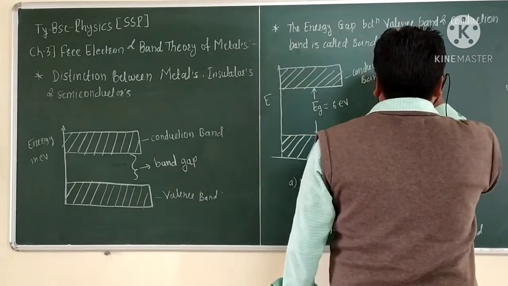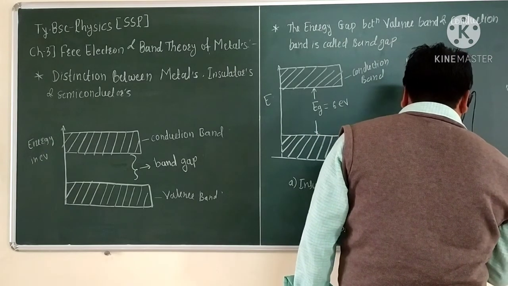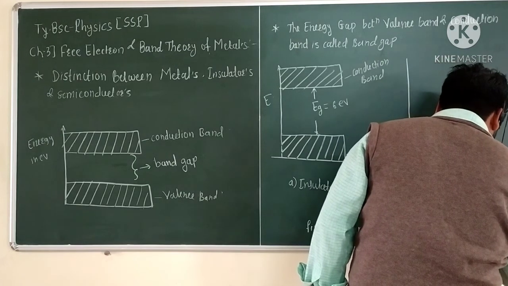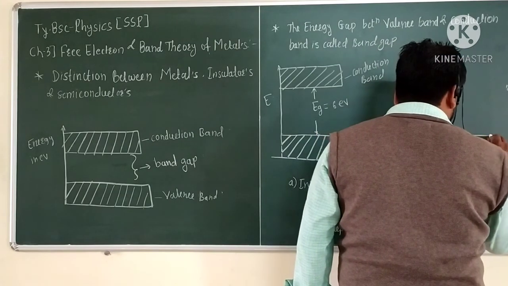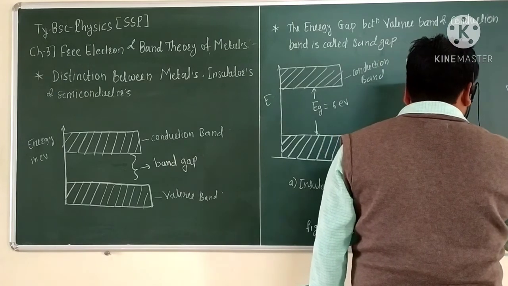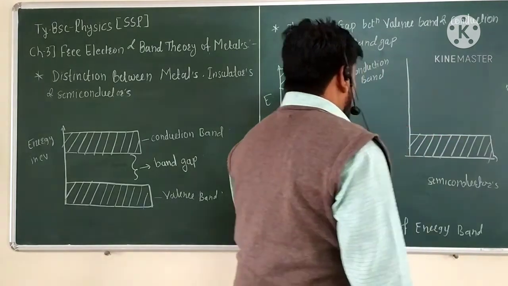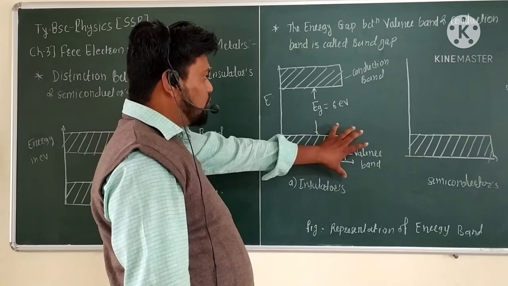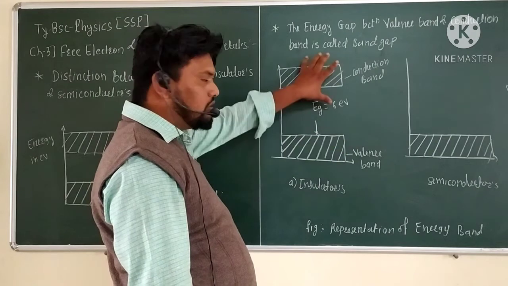Now the next diagram is for semiconductor material. The bottom band is considered the valence band, the outermost shell filled with electrons. In an insulator, the electrons do not have enough energy to go from the valence band to the conduction band.